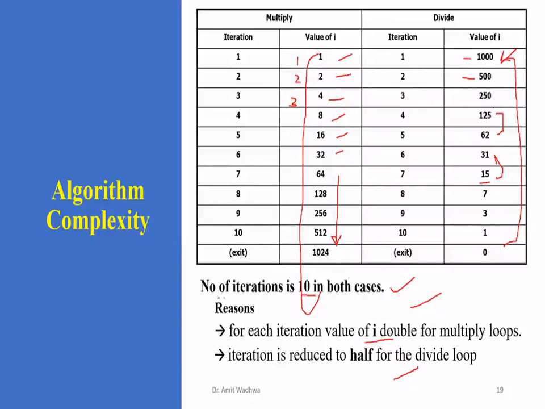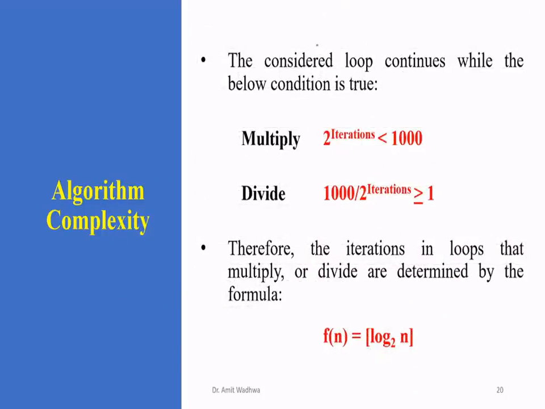So based on this, although we are performing it in a different way, the iterations remain the same, that is 10 in both cases. Because the input size is the same, but we are performing logarithmic calculations. So how is it logarithmic? The loop continues while the below condition is true, like 2 raised to the power of iterations is less than 100. The number of iterations, like first iteration, second iteration, third iteration, or even the 0th iteration. Based on that we are performing the operation, and in case of divide, we are performing the operation up to this condition. Therefore, the iterations in the loops that multiply or divide are determined by this formula, log n to the base 2, because we are expanding in the logarithmic section.